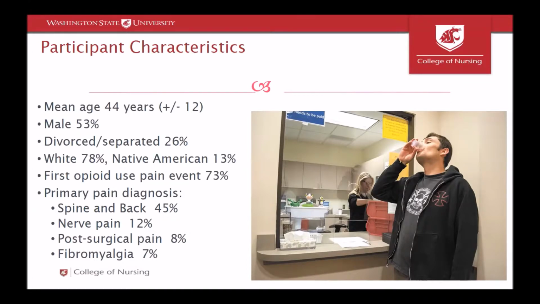We did end up with a group that had 53% male, which was really fantastic because many of these studies, it's very hard to recruit men, and there usually are more women than men in the chronic pain studies that you'll see. The average age, 44 years, that was about the same as what you'd see in many chronic pain population studies. We did have about 13% Native American, but otherwise we don't have a lot of diversity here in Spokane, so it did match the diversity of the city that we were recruiting from. The primary pain diagnosis was very similar to what you might see in a normal chronic pain study population, whereas spine and back problems often account for the highest number of people with a pain diagnosis. Nerve pain, post-surgical pain, fibromyalgia, those were at smaller percentages.